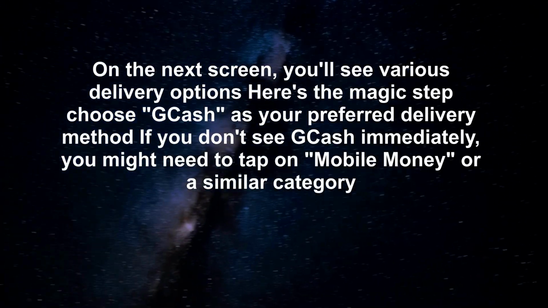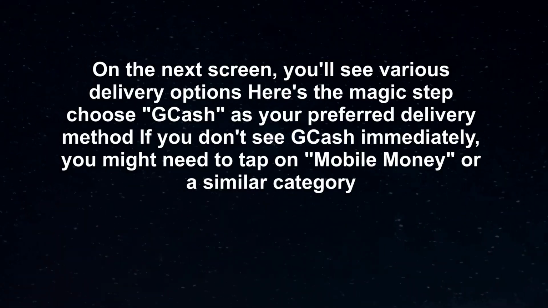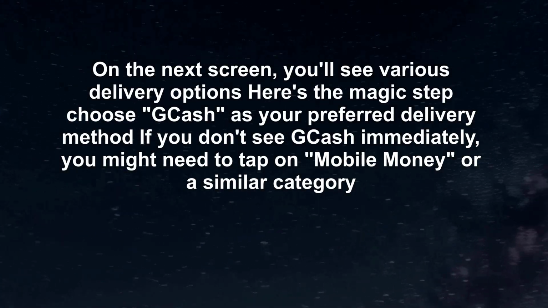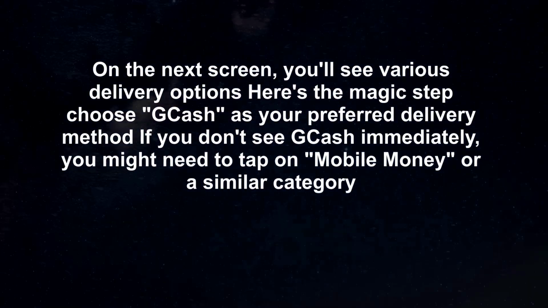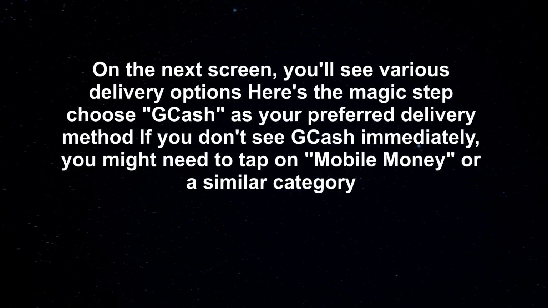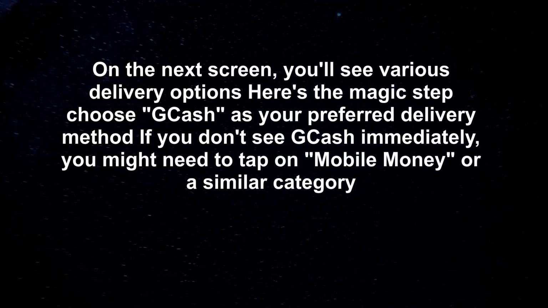On the next screen, you'll see various delivery options. Here's the magic step: choose Gcash as your preferred delivery method. If you don't see Gcash immediately, you might need to tap on mobile money or a similar category.